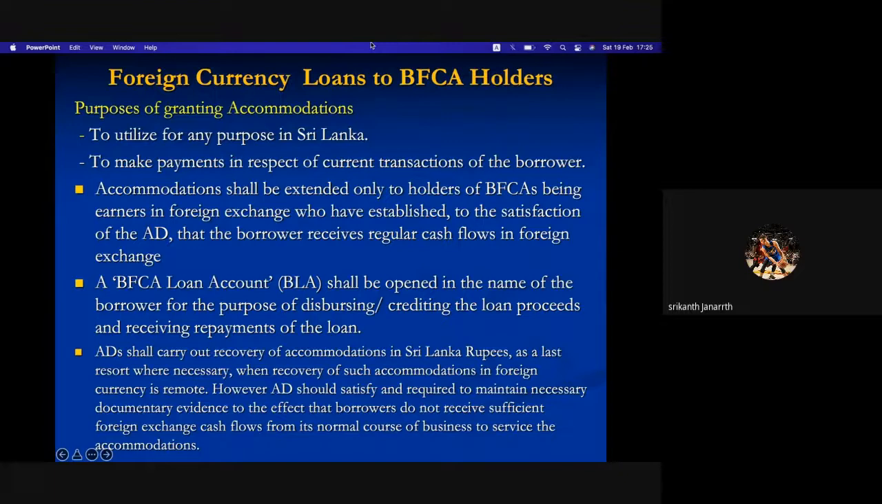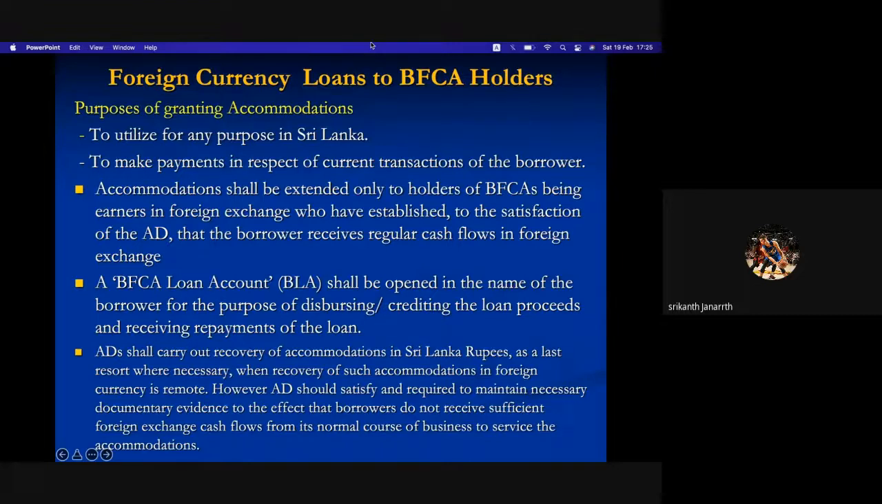Okay, to utilize for any purpose, yes, the money can be utilized for any purpose in Sri Lanka. Remember this phrase, to utilize for any purpose in Sri Lanka. If you don't know the regulation, the account holder says, I am taking a loan, I want to send money out. No, you can't do that. It has to be for a permitted current transaction, to make payment in respect of a current transaction of the borrower. So you can do all these things. It is not an investment. You can't give a loan to somebody to make an investment outside Sri Lanka.